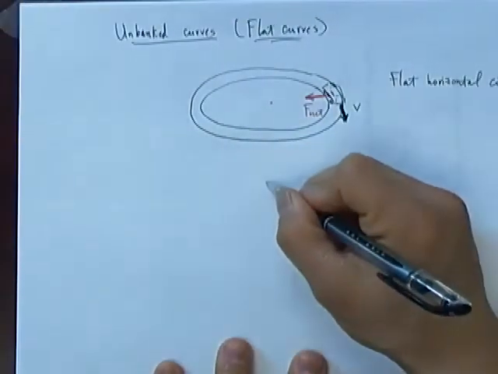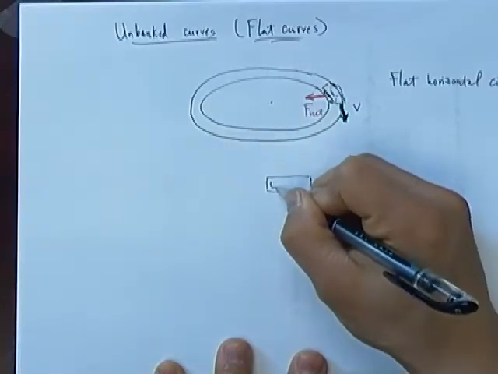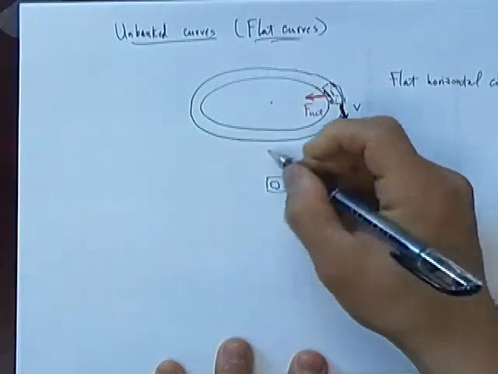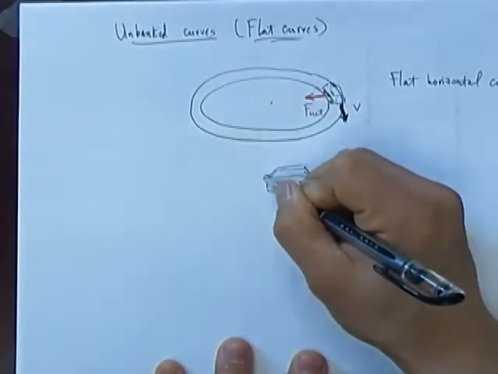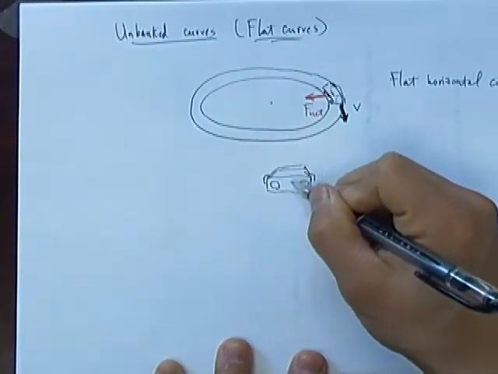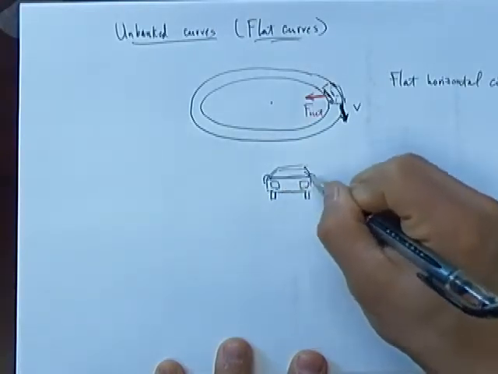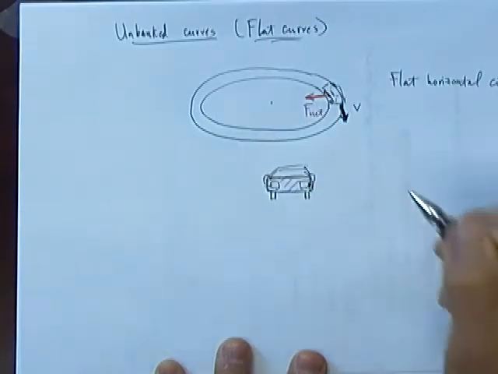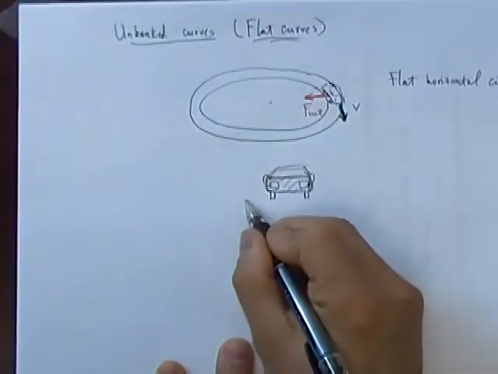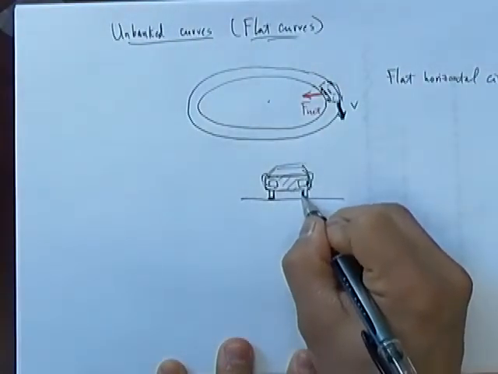So let me draw it from a different perspective. So let's draw the front of the car here, put some headlights in. Let's see, this is our little car. Tires here. Okay, and here's the road, and the tires are on the road.